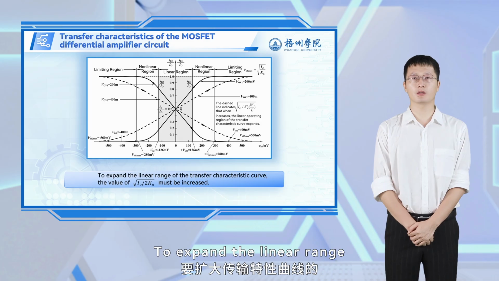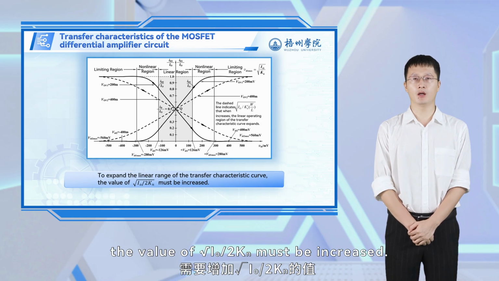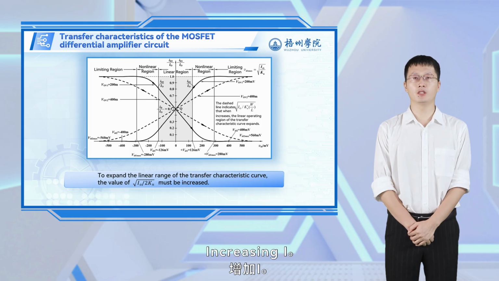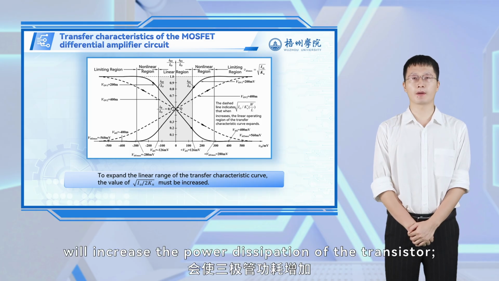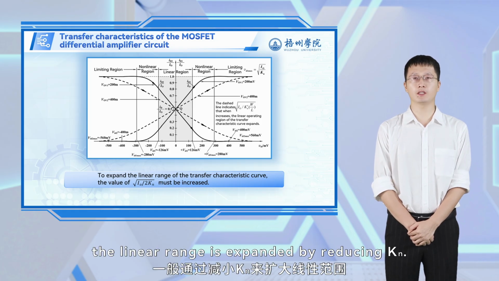To expand the linear range of the transfer characteristic curve, the value of the square root of I_O divided by 2K_N must be increased. Increasing I_O will increase the power dissipation of the transistor. Therefore, in general, the linear range is expanded by reducing K_N.